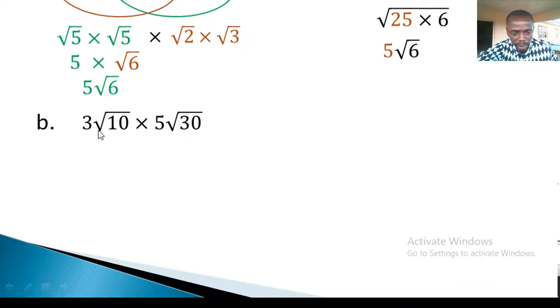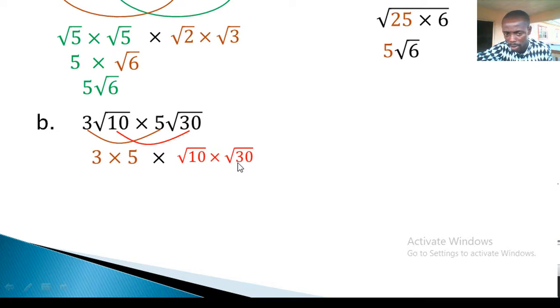Okay, now the second example. So here I'm having 3 root 10 multiplied by 5 root 30. So how am I going to go about it? I'll first pick these numbers that are not under root, the whole numbers that are not under roots. So that is 3 and 5. I'm going to connect them first, and that's going to be giving me 3 multiplied by 5. Next I'm also going to be connecting the two numbers in roots, root 10 and root 30. So connecting the two numbers, I'm going to be having root 10 multiplied by root 30.